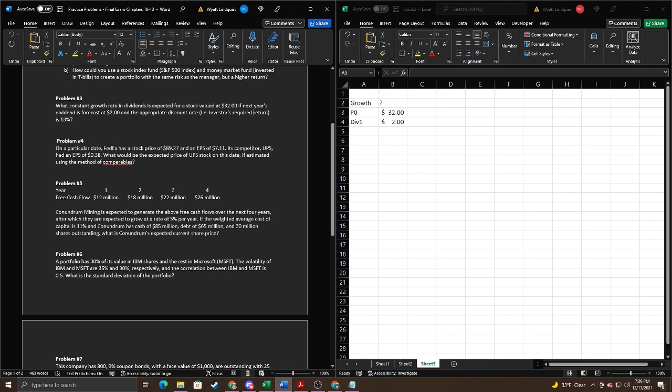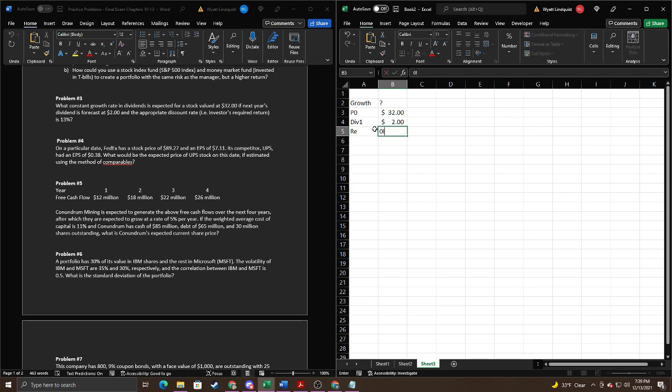And the appropriate discount rate is 13%. So RE is 13 or 0.13. So we will shift that to a percentage. And there we go. So now here's the question. What is the expected growth?